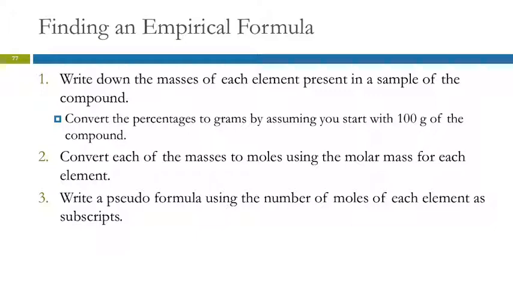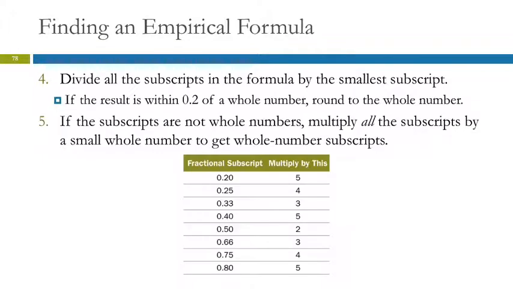The next step is converting those masses into moles, because we need to find the ratio of the moles of particles, not the masses. And then your book talks about writing a pseudo formula. You're welcome to do that. I think that's just kind of an extra step, so I typically don't do that part. What we want to do is divide all of the moles that we end up with. If you're doing the formula, it would be subscripts, but divide all the moles by the smallest number of moles.